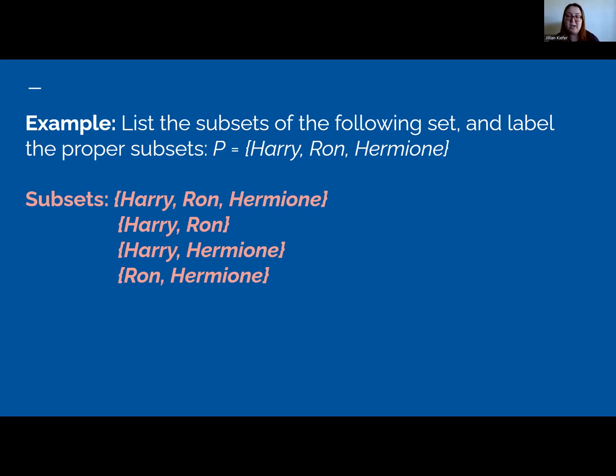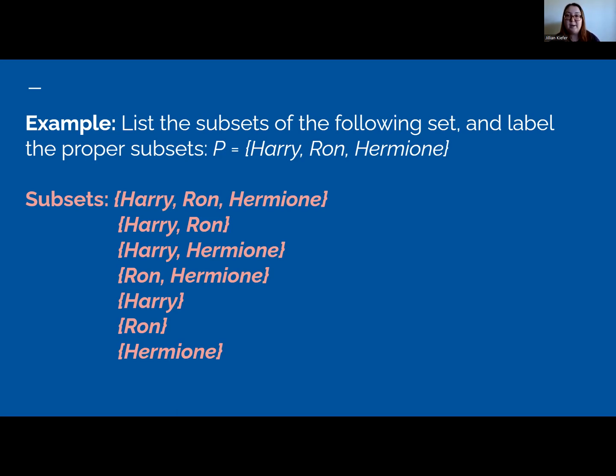Now we subtract 1 again. Those were 2 elements. I'm now going down to 1 element. If I have 1 element, that basically means I'm just going to write each element that was in the original set. I'll write Harry, Ron, and Hermione, just like that. So put them in curly braces. You're just listing the 1 element.